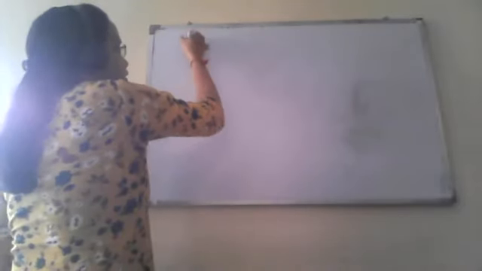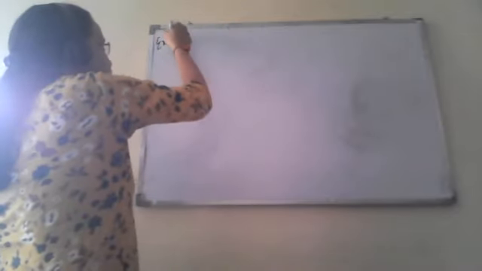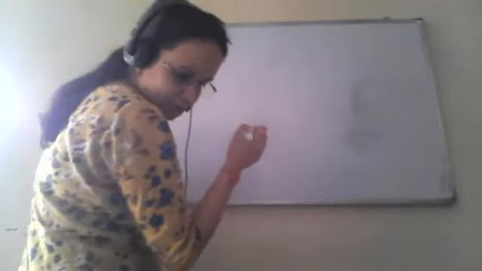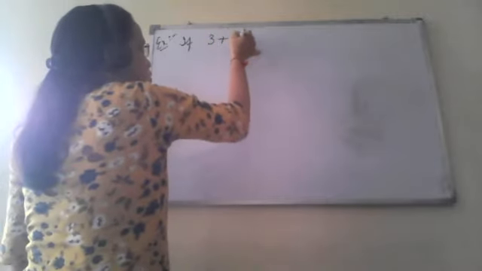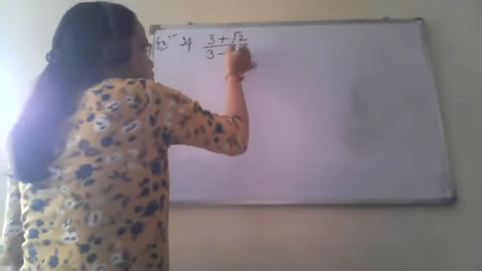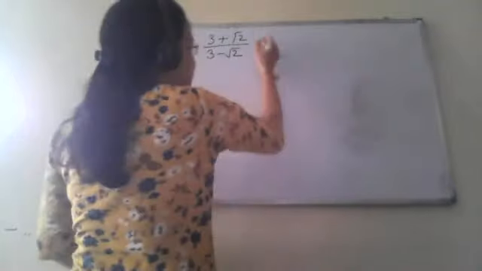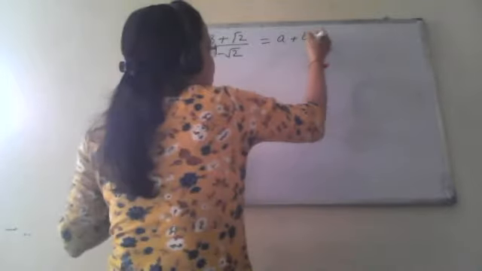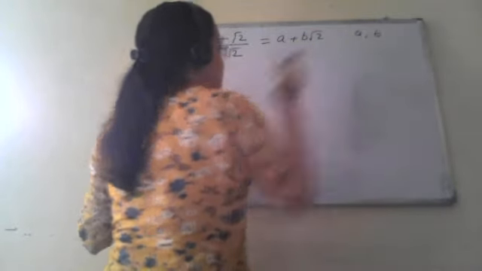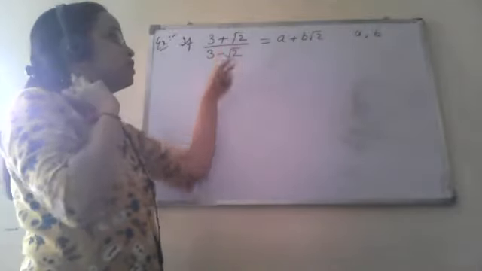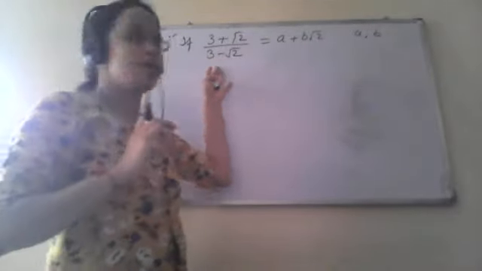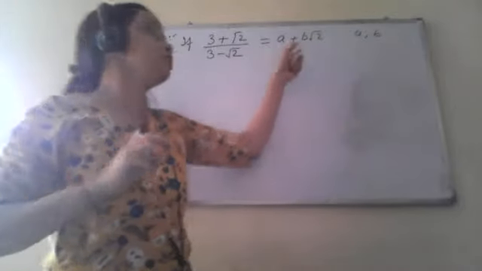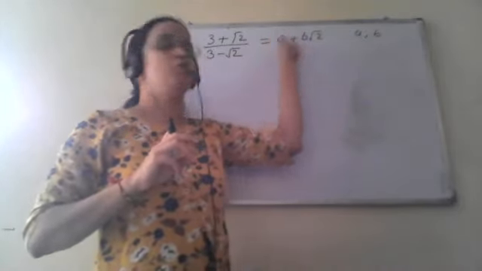Find the values of a and b if, the condition given to us is, 3 plus root 2 upon 3 minus root 2 equals a plus b root 2. So we have to find the values of a and b. So what do we have to do? We have to find this value. We have to rationalize its denominator first, and we will get a linear expression. Then we will compare with their coefficients or with the values of a and b. So first we have to solve this.